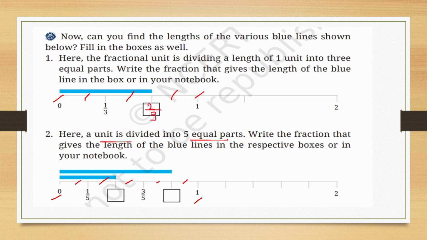So, here the first part, if you take first part, it is 1 by 5. If you take second part, it is 2 by 5. Then third part, it is 3 by 5. Fourth one, it is 4 by 5.